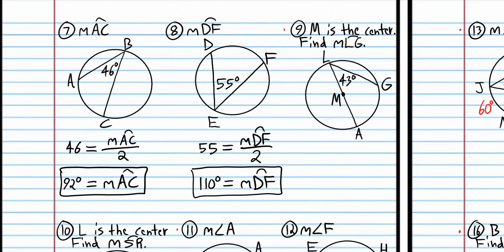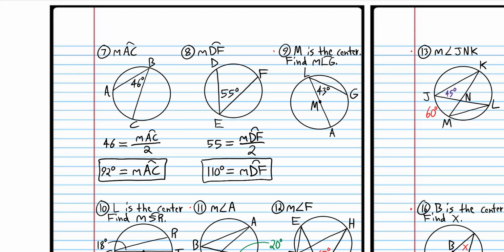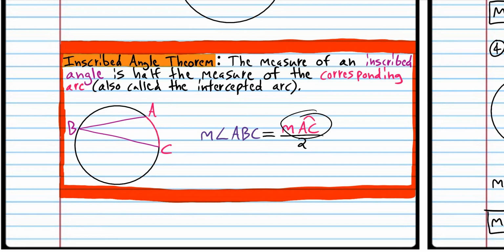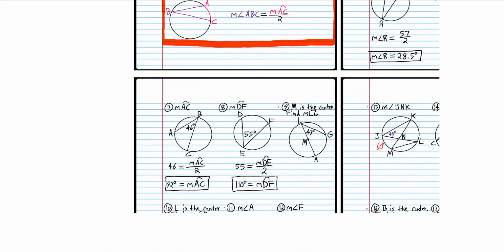Now, if you're thinking these problems are easy, you're right, but you still have to learn them. Doing these problems helps you to remember the formula. So on the first problems, we plugged in this number to find this number. In the second problems, we plugged in this number to find this number. So we're just learning how to use this basic inscribed angle theorem.